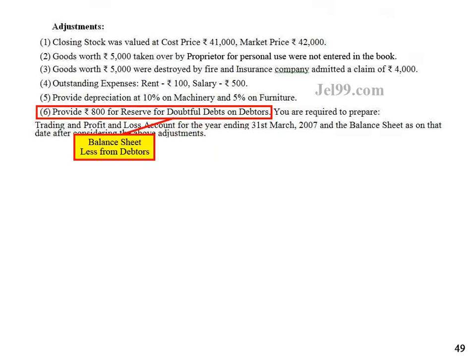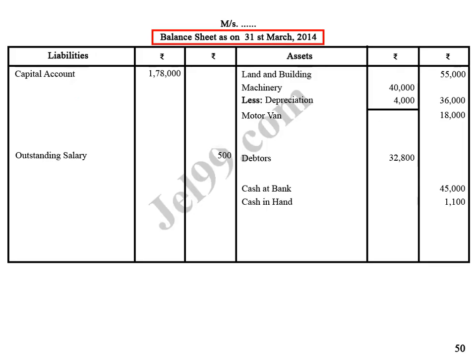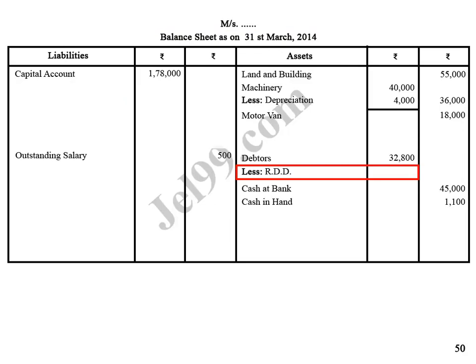It is shown in balance sheet, assets side, less from debtors as RDD rupees 800, so 32,800 minus 800 is equal to 32,000. RDD means reserve for doubtful debt. It means some debtors may be unable to pay his dues in near future, hence it is reduced from debtors.